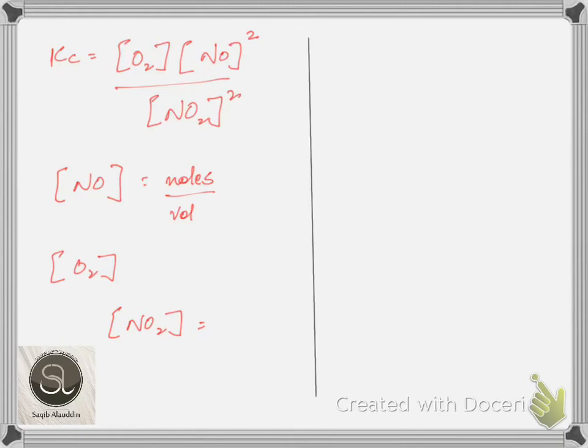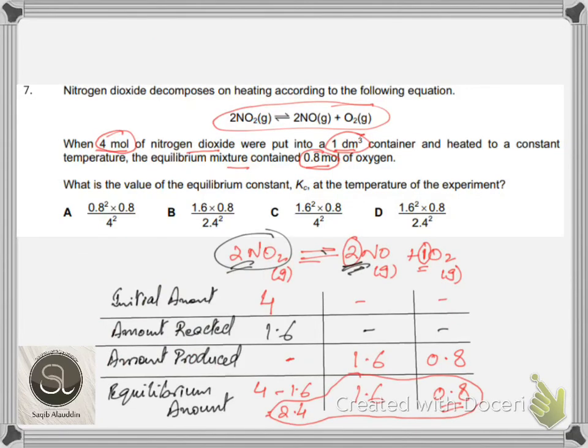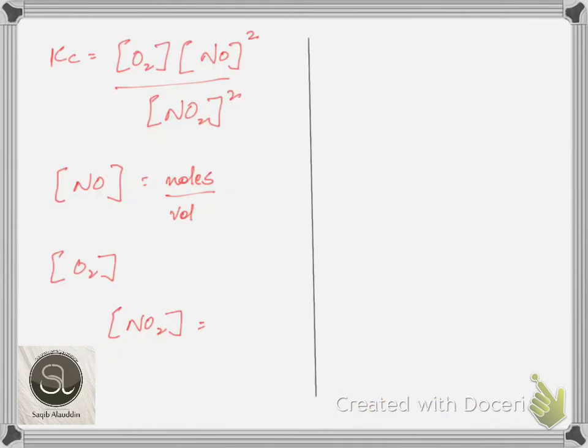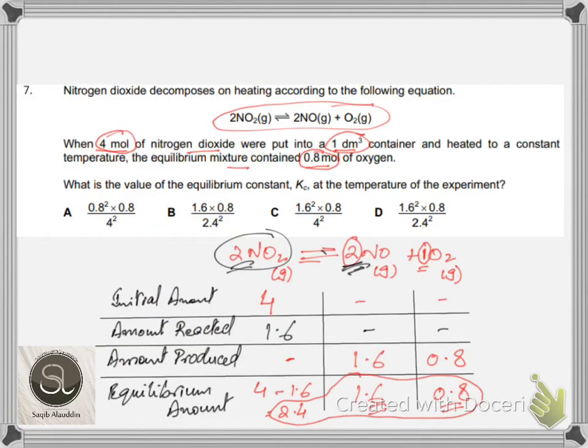No, the concentration is moles upon volume, moles at equilibrium. Remember, in Kc we put amounts at equilibrium. So what are the moles of NO at equilibrium? 1.6. So I can say it's 1.6 upon the volume, which is 1 dm cube. The question says 1 dm cube of container. Since all are gases, the total volume of each gas will also be 1 dm cube.